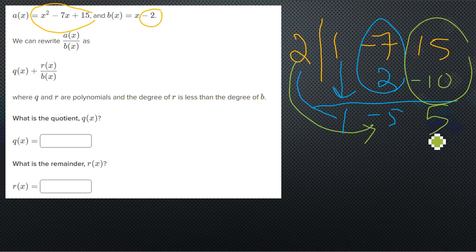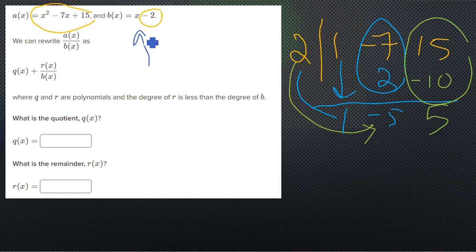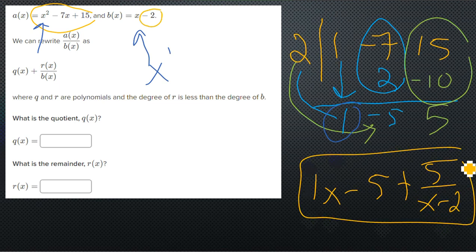Now, we're going to drop down the power of our final answer because we're dividing by x. So we can see that here. See, we're dividing by x to the first. So, of course, it's going to drop that square down when we get our final answer. So this first number here tells me it's 1x. So 1x minus 5 with a remainder of 5. And remember to put that over your divisor, which is x minus 2. So that's my polynomial version of the answer.